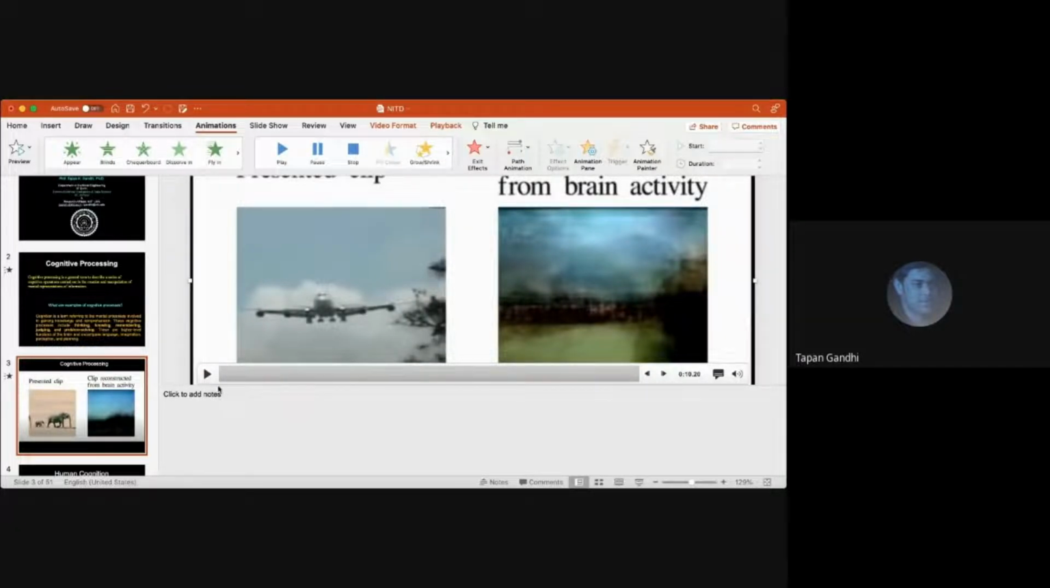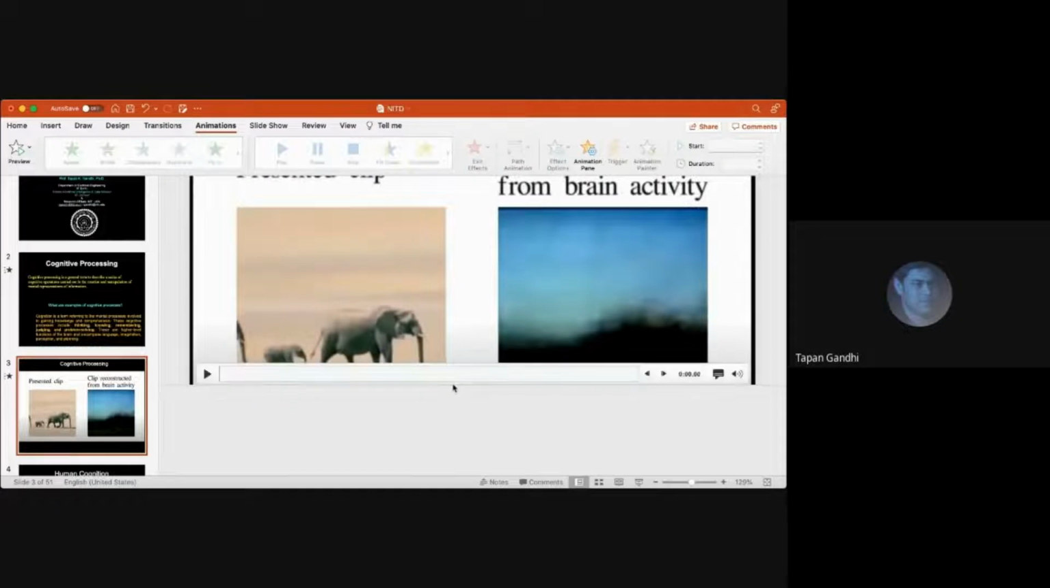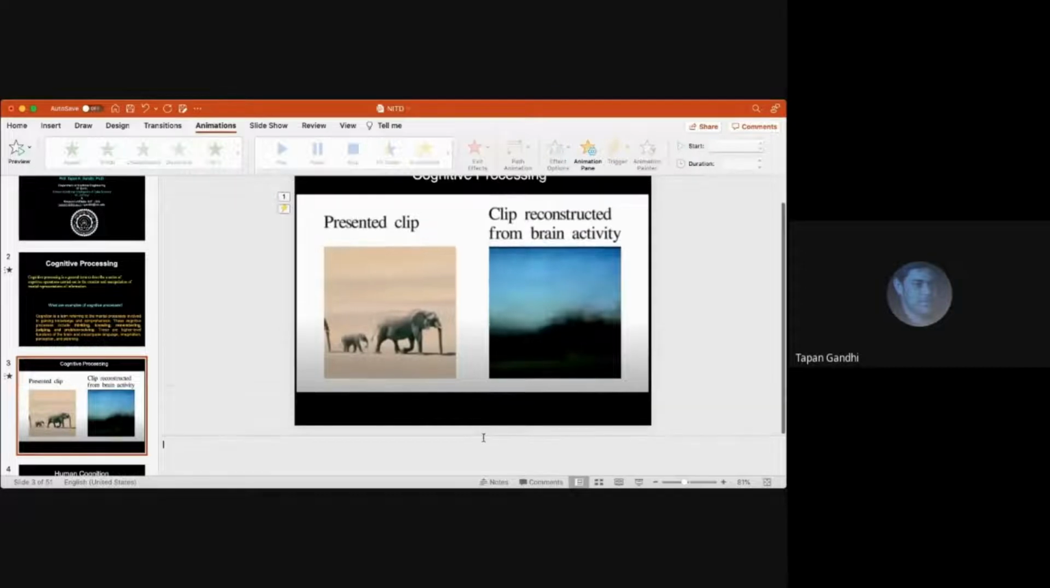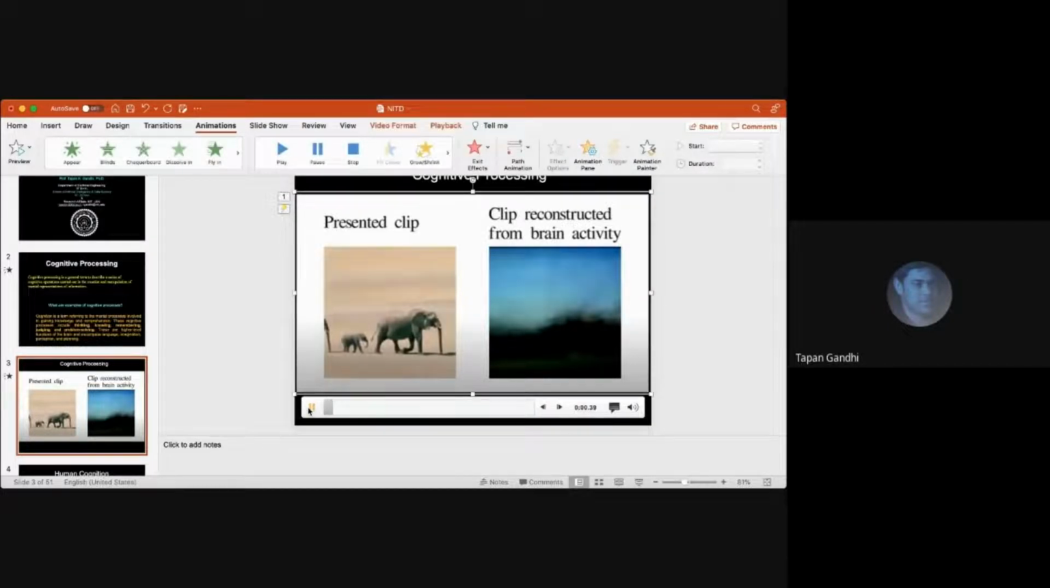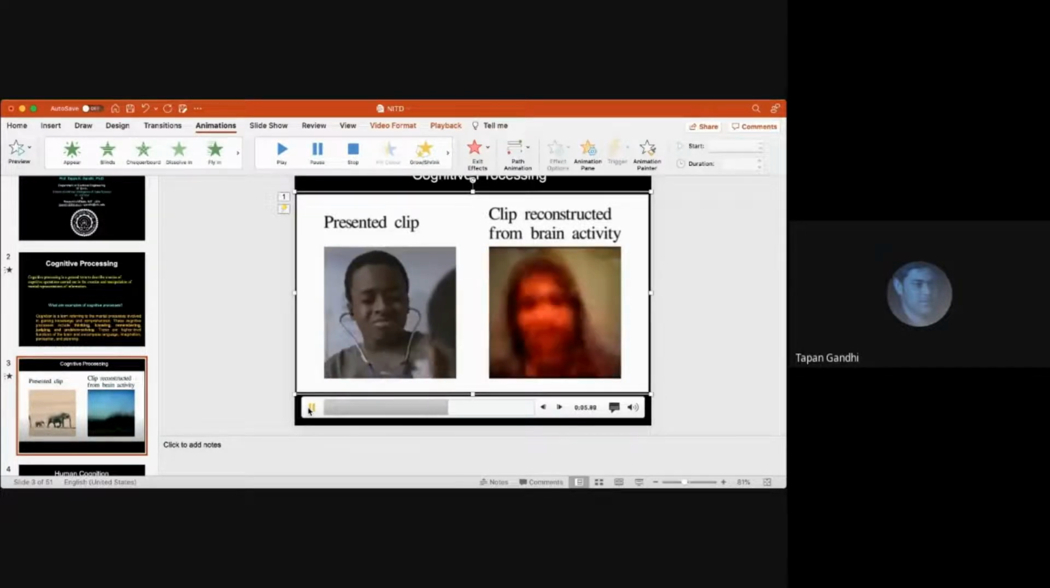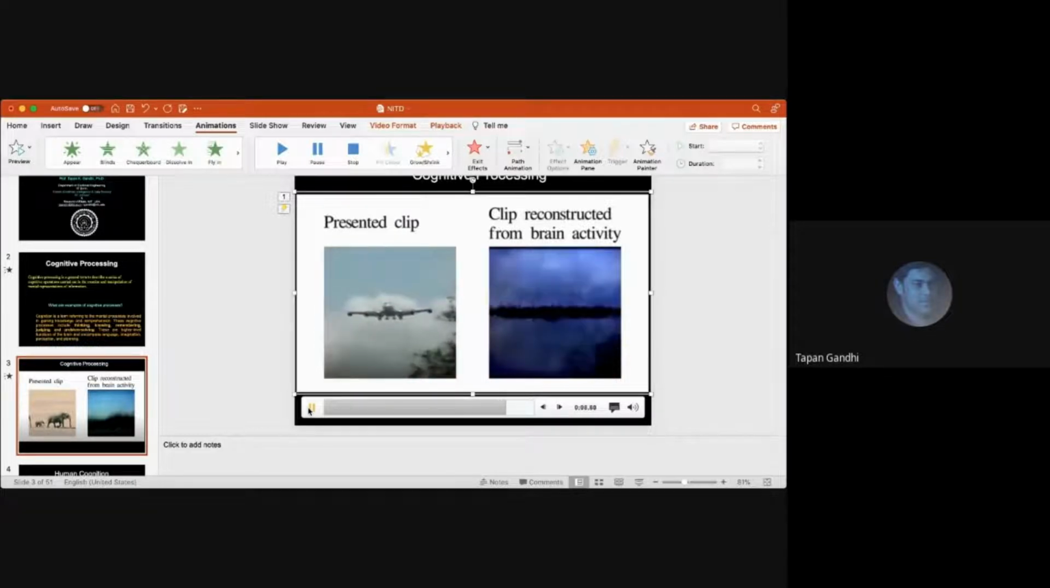Okay, so basically what I'm showing you here in the left panel, you can see in the left screen I've written presented clip. In the right side I've written clip reconstructed from brain activity, right? So actually when you are seeing this video, let's say I'm recording the images of your brain, and from this brain picture I'm trying to reconstruct the object or what you see in this video, right? And this is one kind of mental process.